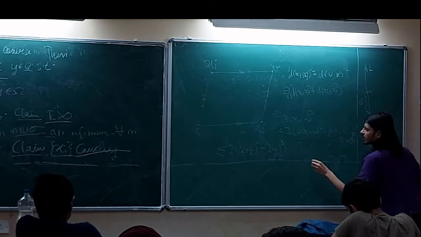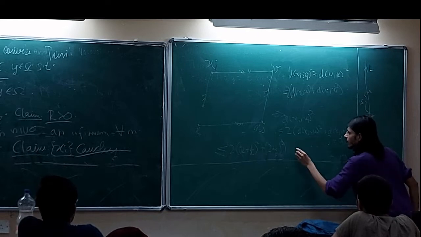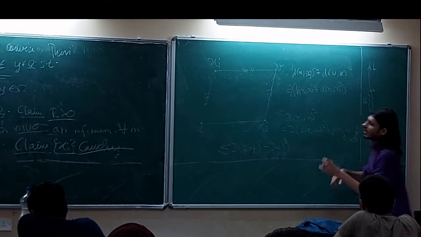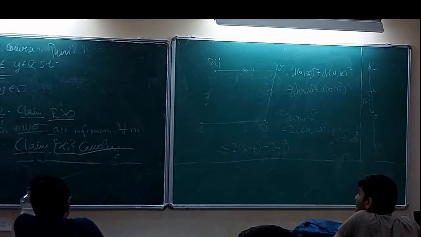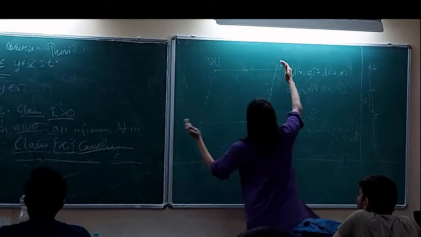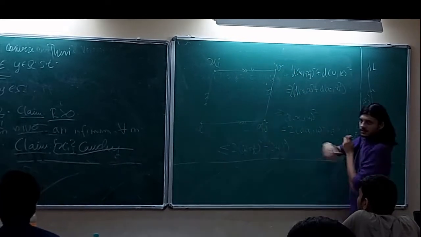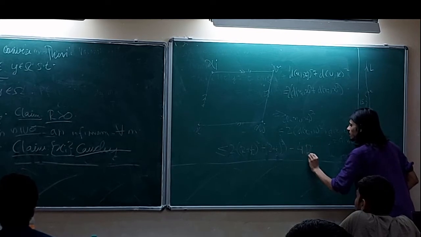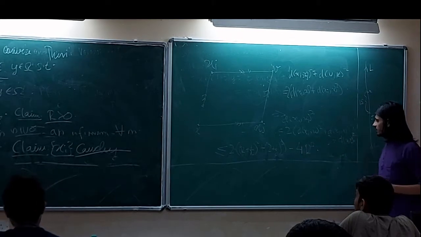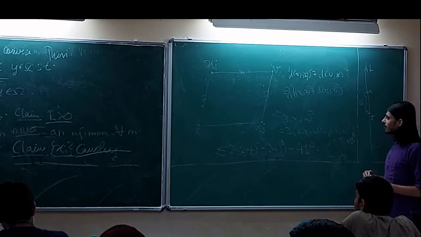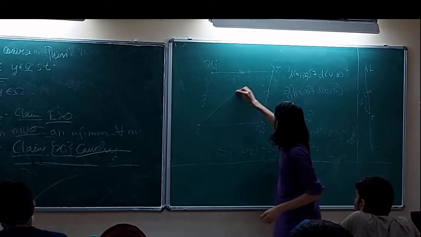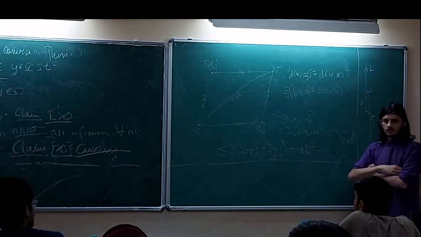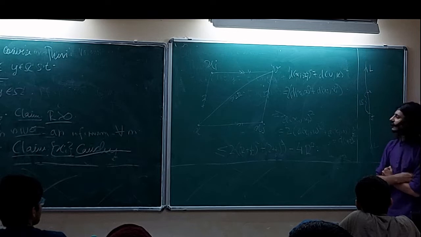I'm going to write something and I'm going to ask you guys why this is. I claim that d of v comma x is at least 2r. If somebody doesn't figure it out, I'll tell it. So the claim is that this distance that you see here is actually greater than or equal to 2r. Exactly.